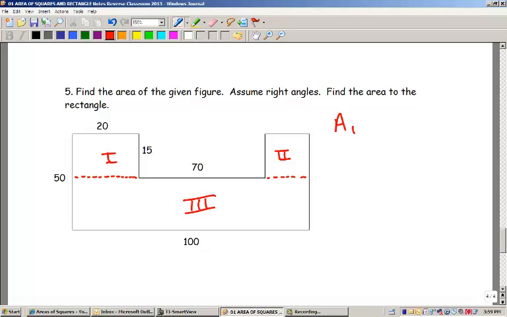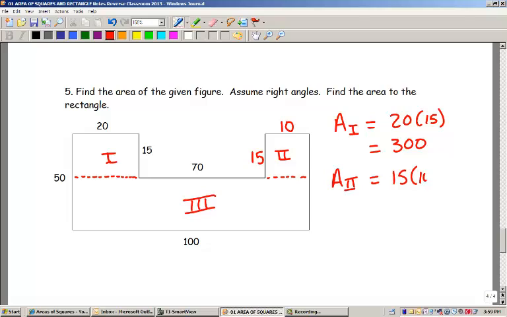So let's find the area of the first piece. The first piece is over here. It has a dimension of 15 and 20, so 20 times 15 should be 300. Now find the area of my second piece. If this height is 15, then this piece is 15. Down here, from this side to this side it is 100, from here to there is 20, that's another 70, for a total of 90. So this piece has to be 10. 15 times 10 is 150.